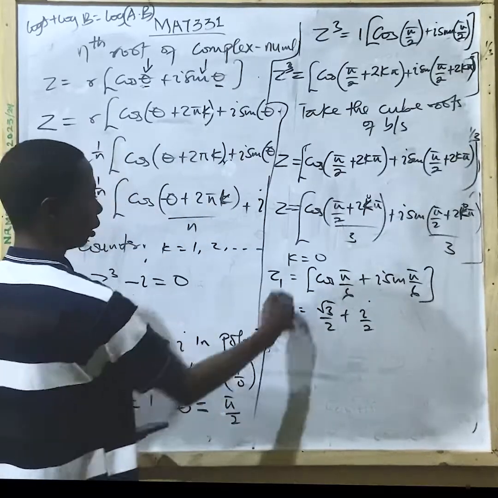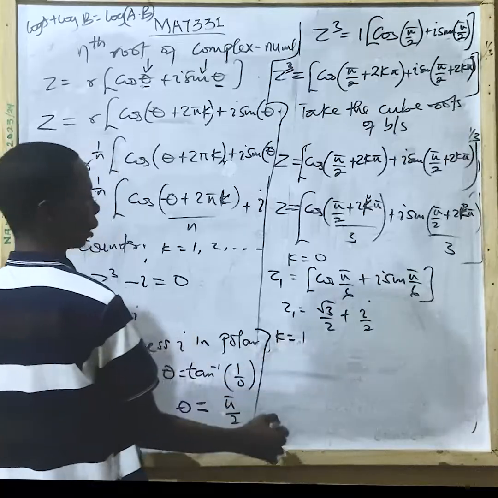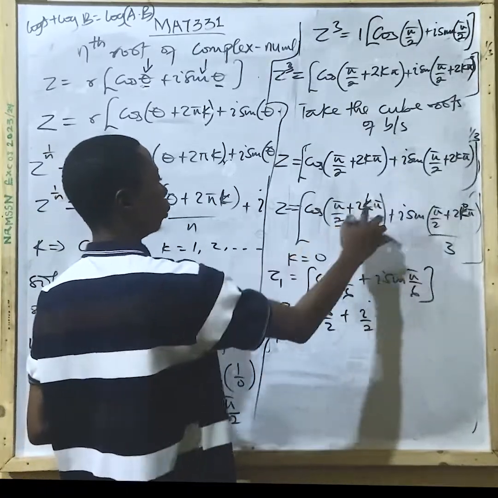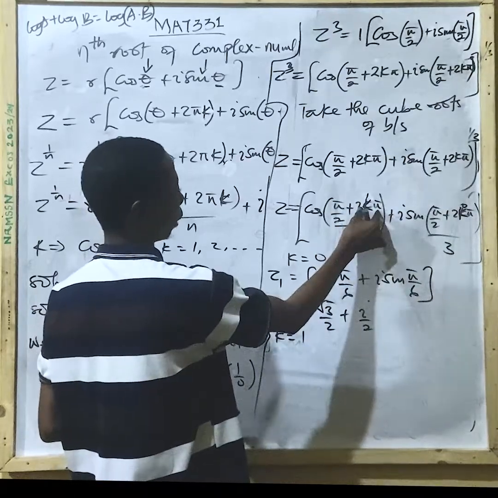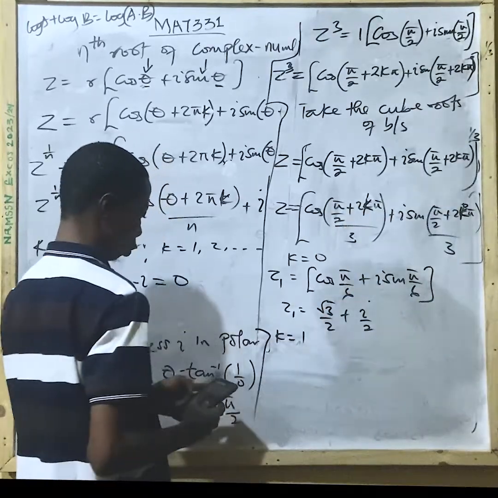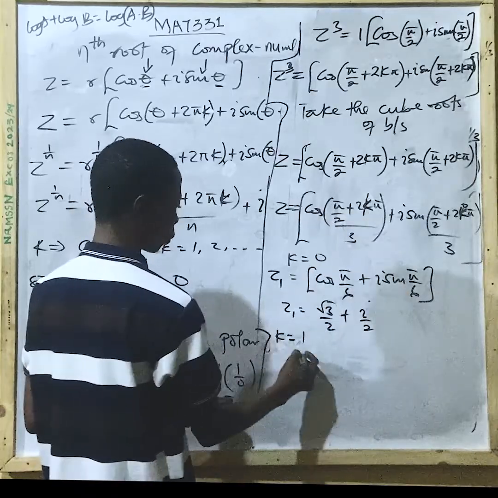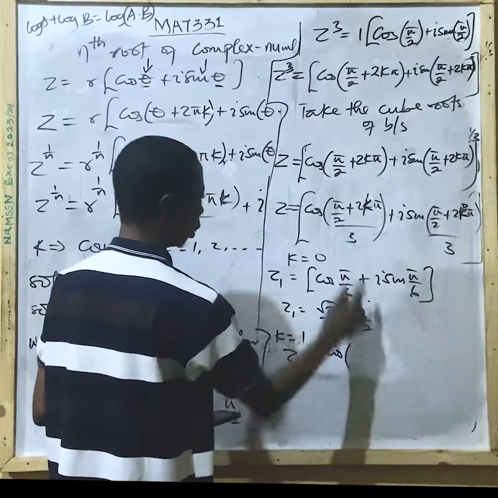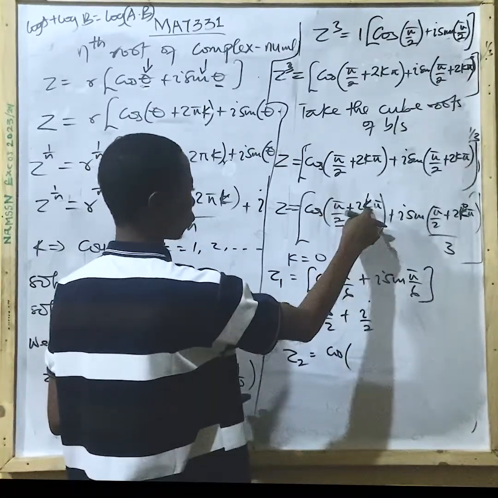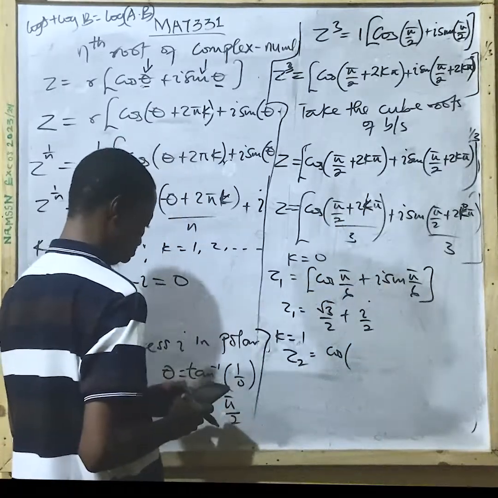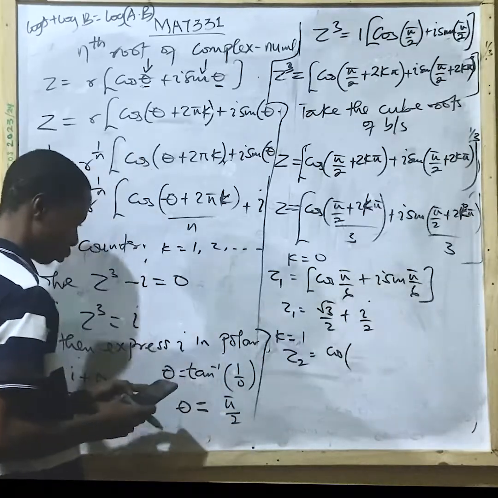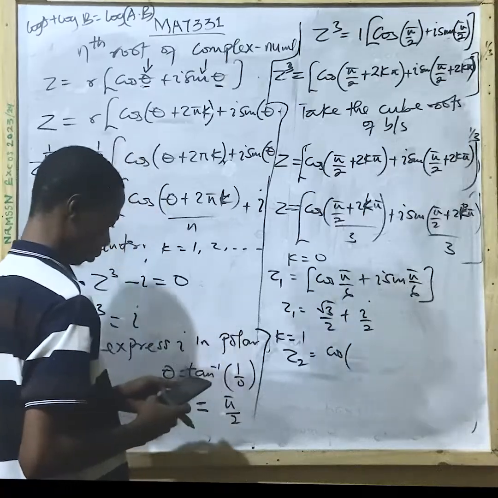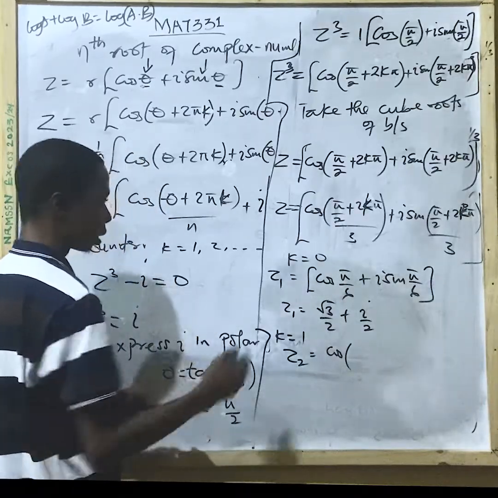Then when k equals 1, we are going to have pi over 2 plus 2 pi, all over 3. You press everything here. When k is 1, that will now give us z2. So z2 will be cos of pi over 2 plus 2 pi, all divided by 3. So this is 5 pi over 6.